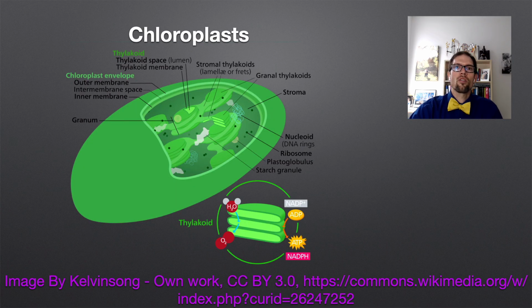So where is this occurring? Of course, it's occurring in the chloroplast. So the chloroplast is a multi-membraned organelle. If we look at the structure of the chloroplast, the grana structures here, so that's what these stacks of discs are called, they are formed from the thylakoid membrane. So the thylakoid membrane is where the light-dependent reactions occur. The stroma here outside of the thylakoid is then where the light-independent reactions occur.